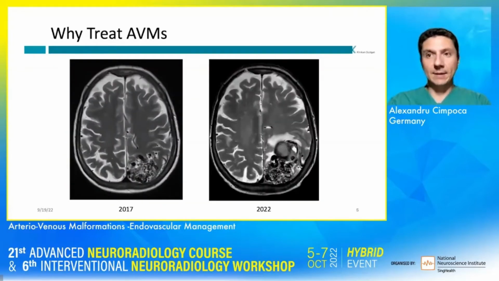In some cases, yes. That's an example of an untreated unruptured AVM, first diagnosed 5 years ago in a routine MRI. The patient refused the treatment at that point. She came 2 weeks ago, in 2022, with right-sided hemiparesis due to a newly formed venous varix compressing the motor cortex.